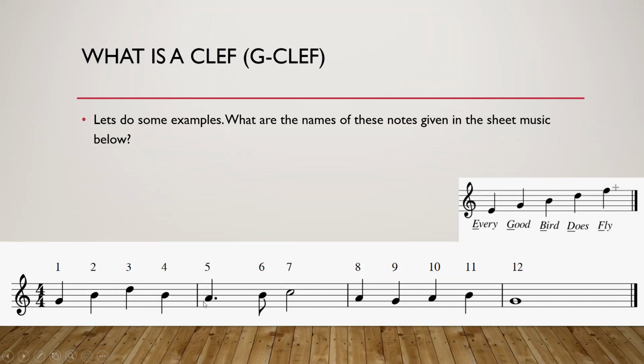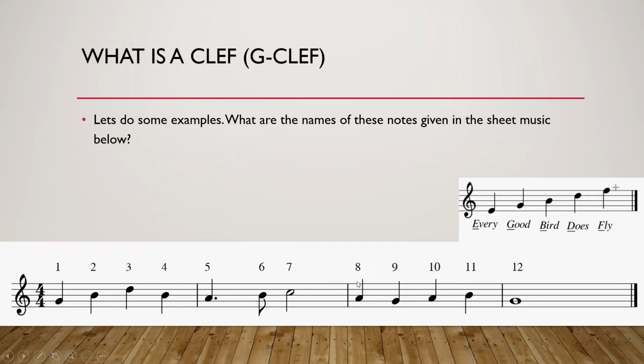Then the sixth note is the same as the fourth one. It's a B again. It's one space above, and well, 7 is one space above B, which is a C. Or between line 3 and 4, every good bird is B, thus D, between B and D is C.